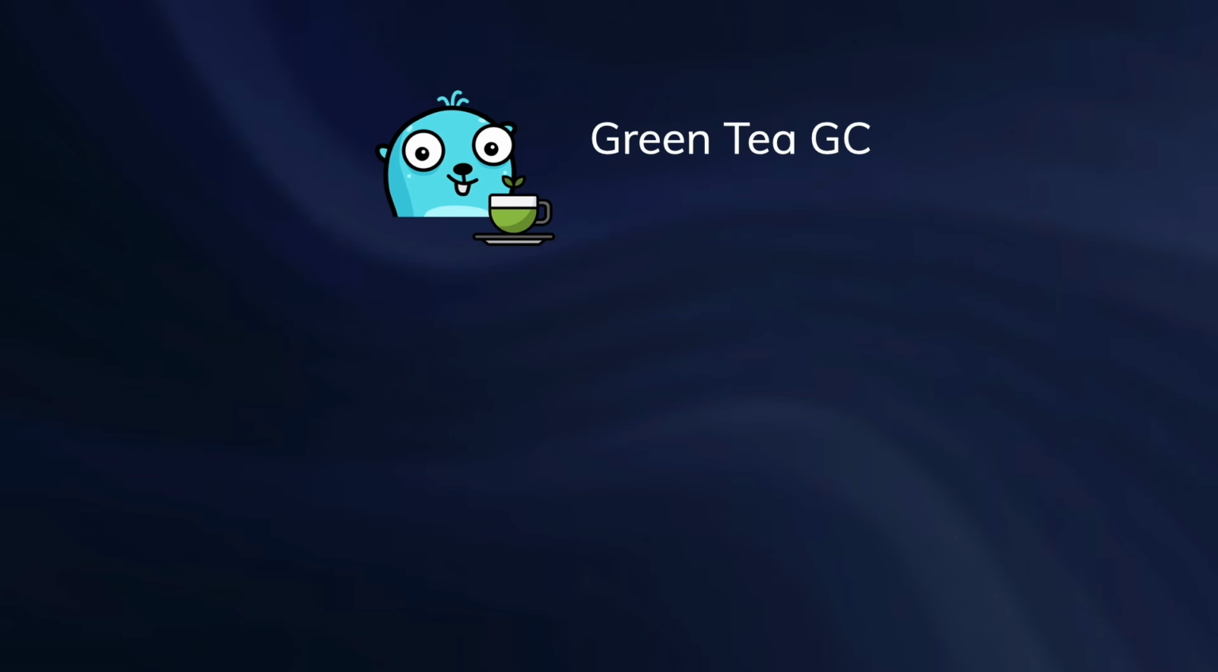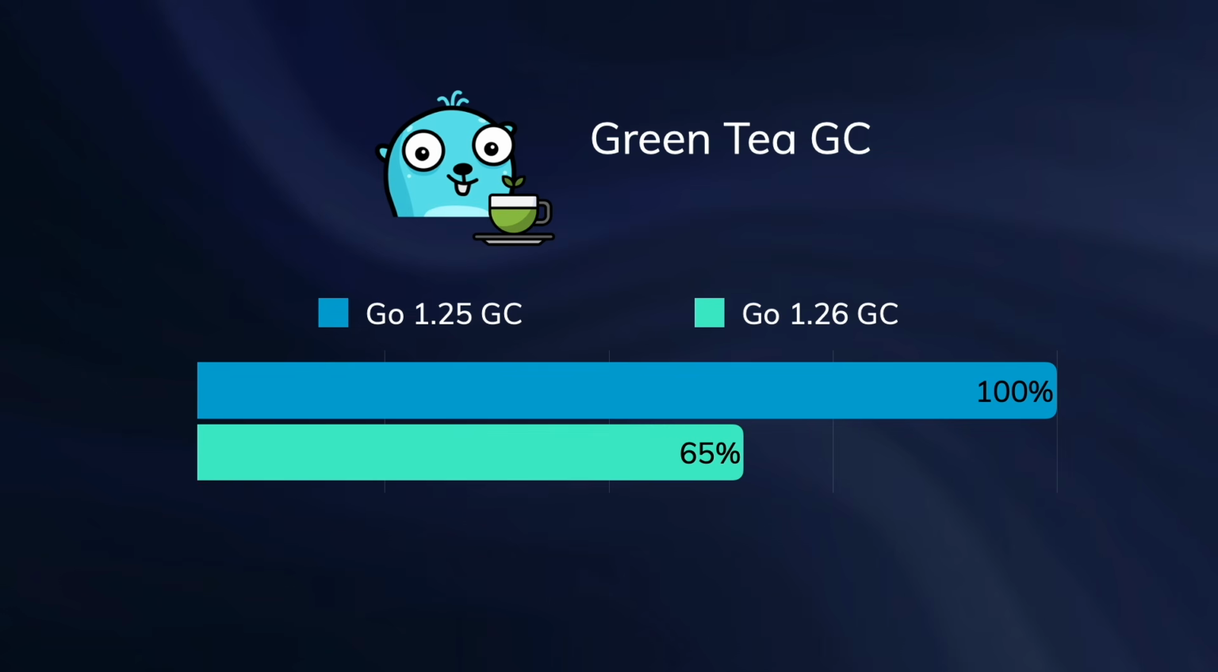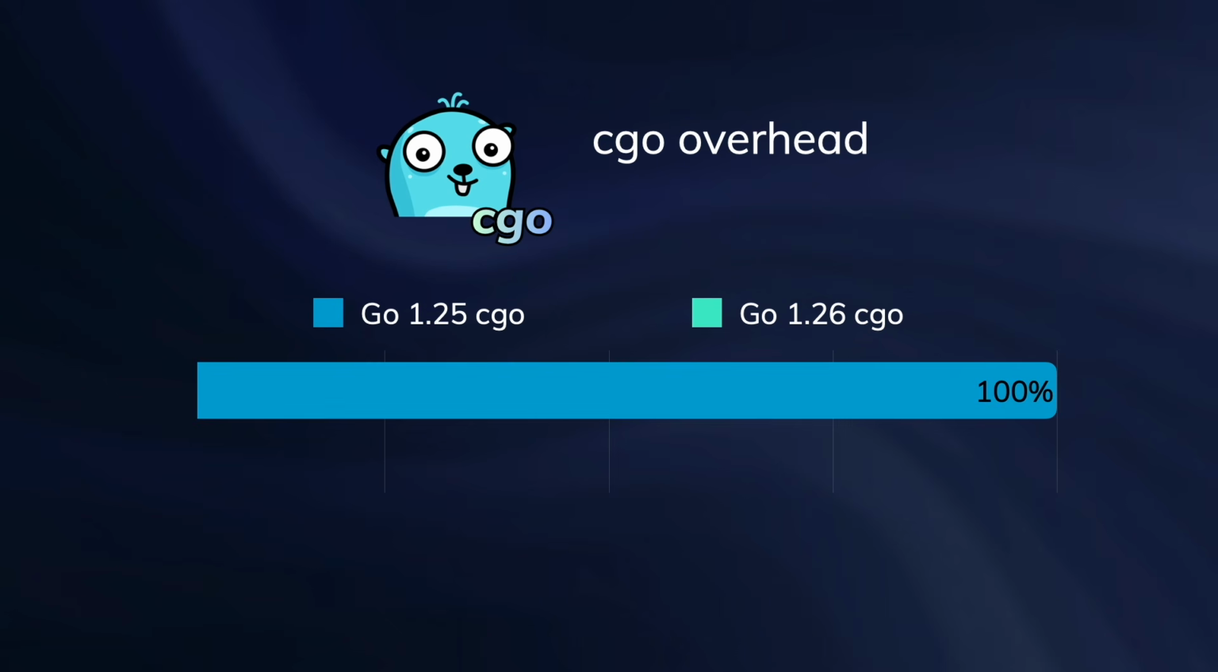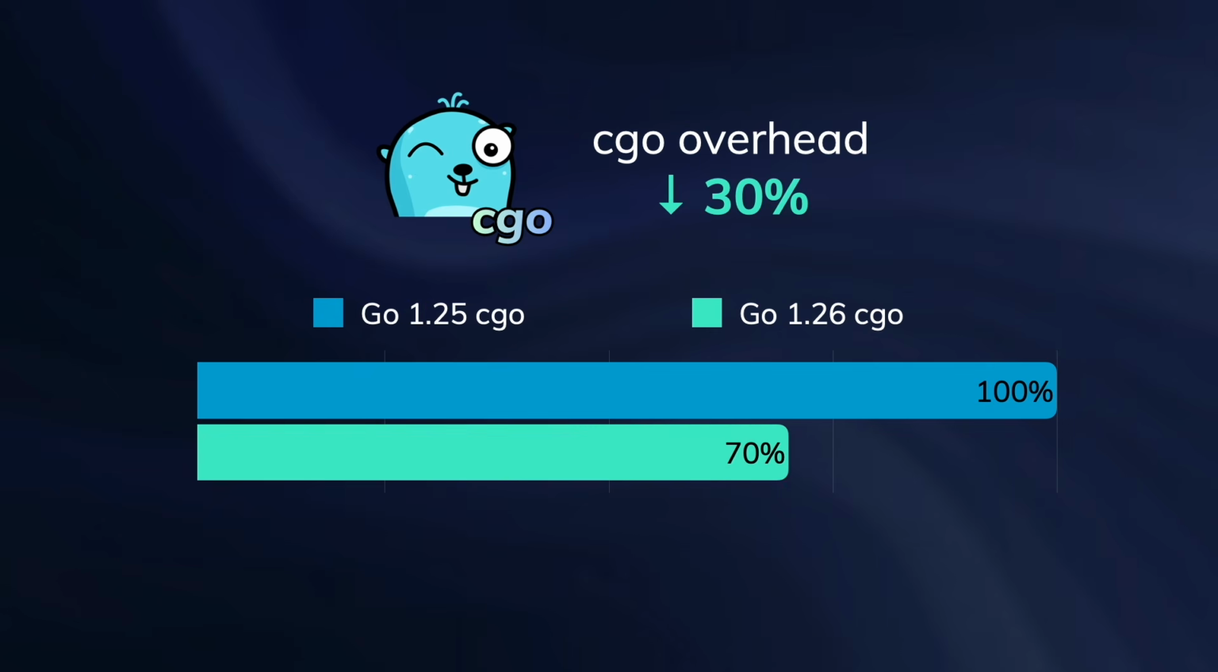The experimental Green Tea garbage collector is now enabled by default, giving us between a 10 and 40% reduction in garbage collection overhead when the garbage collector is heavily used. Second, the CGO overhead has been reduced by approximately 30%, give or take.